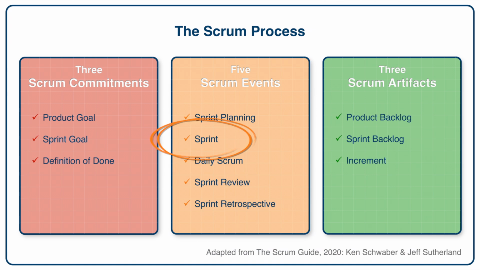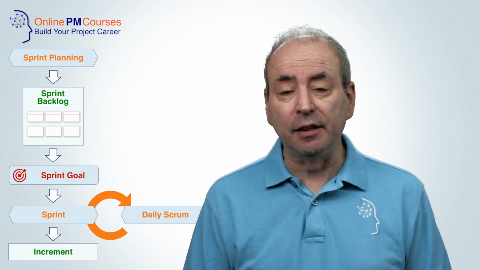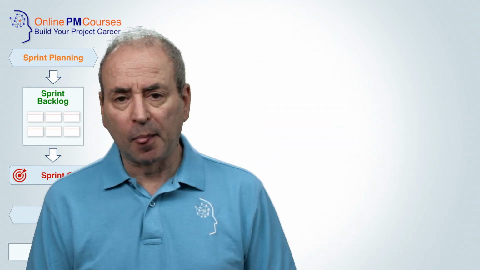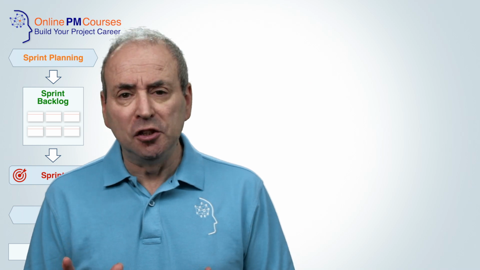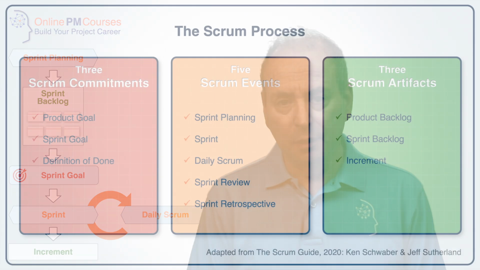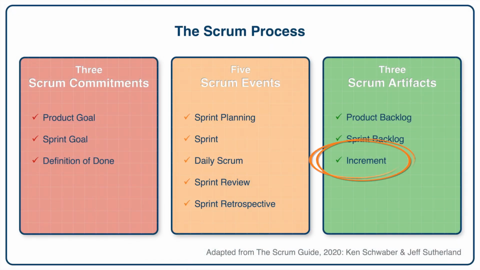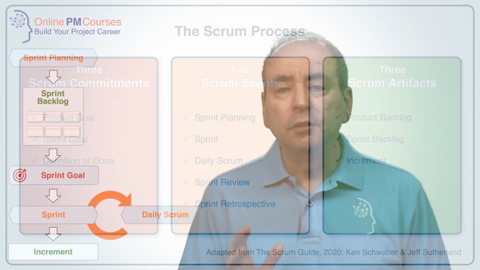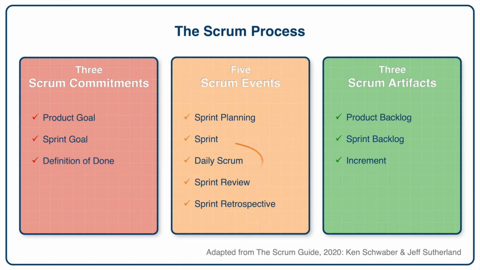The sprint itself is the second Scrum event. It is a fixed length or time-boxed period of work for the development team. Outside of Scrum, this is normally known as an iteration. Most commonly, a sprint will be 2 weeks, and its outcome is the delivery of an increment, the third of our 3 Scrum artifacts.